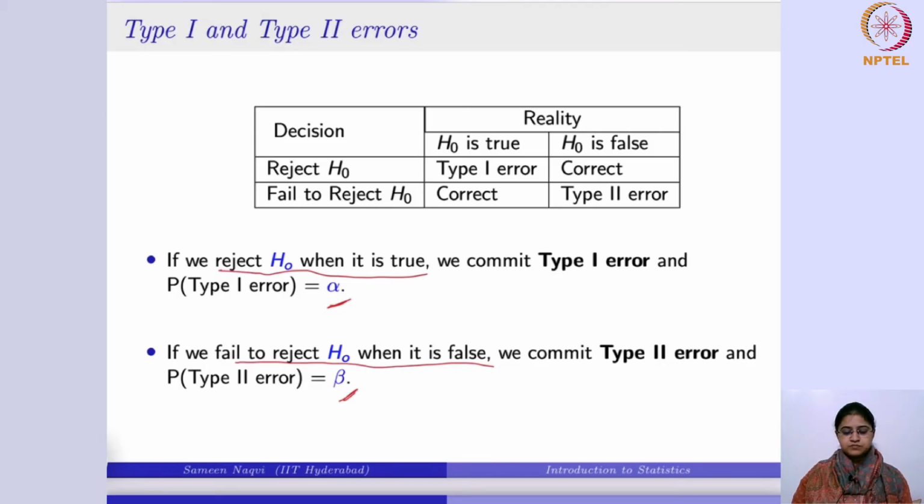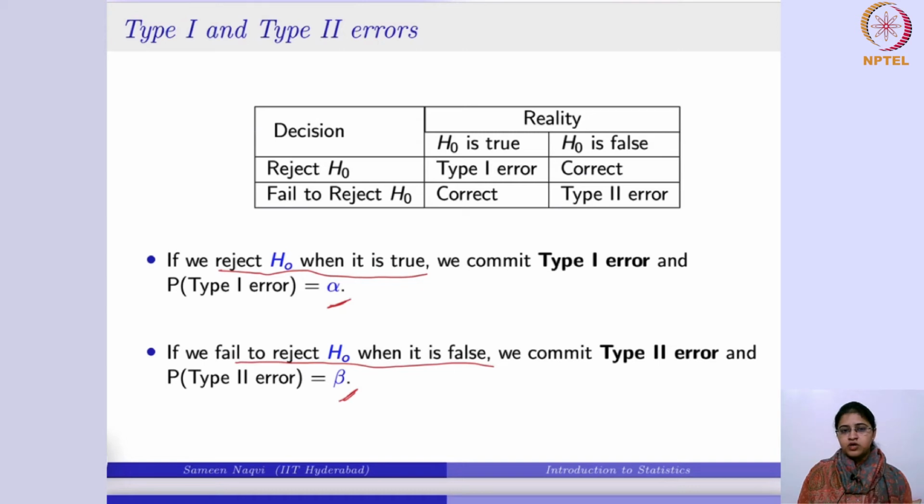Also, you can think about it from a manufacturing point of view, because there you will come across consumer's risk and producer's risk. If the manufacturing lot is good and the consumer rejects it, it means that it is good and you are rejecting it, so you are committing a type 1 error, and that will be the producer's loss, right?